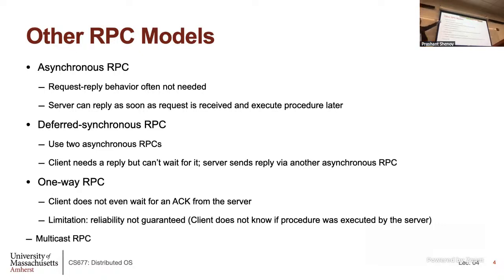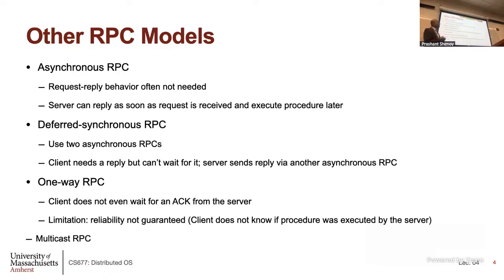Okay? So there are other models, as you can see. There's something called an asynchronous RPC, deferred synchronous RPC, one-way RPC, multicast RPCs. And the difference between all of them is how the interaction between the client and the server changes based on what the client waits for, or whether it waits for anything at all. Okay? So we'll take them one at a time.